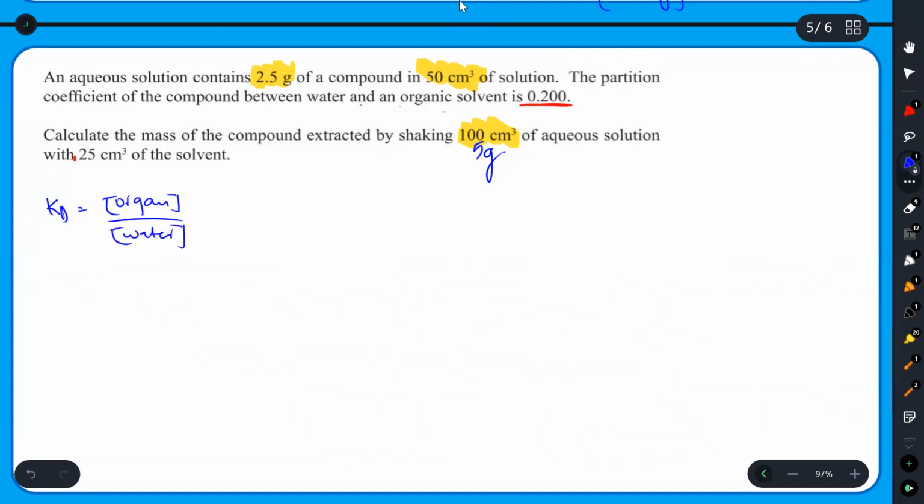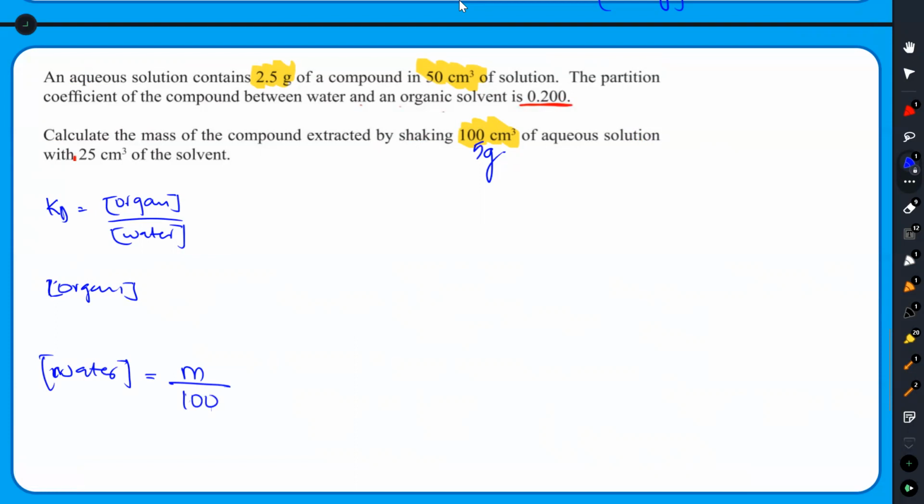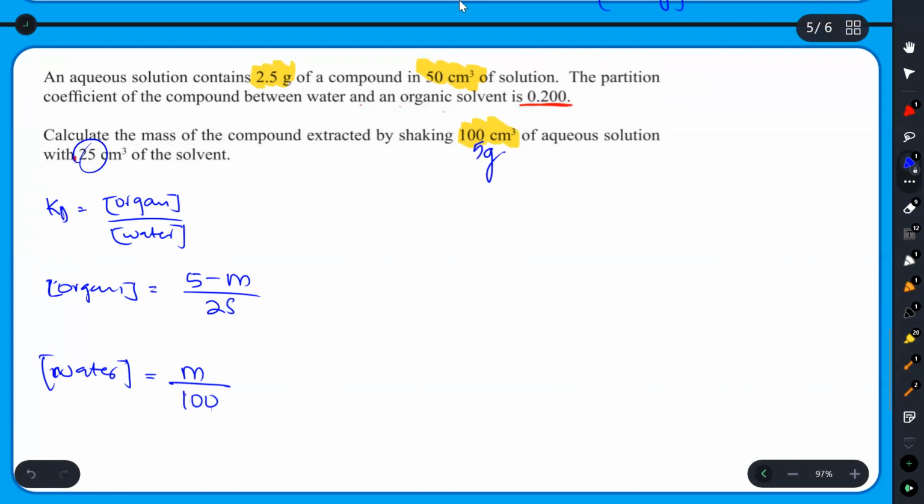So now we can write the equation. Let's do water first. The concentration of the water layer would be equal to the mass left behind divided by the volume, which is 100 centimeter cube. And the organic solvent layer would be 5 minus the mass that was left behind, so what's extracted into the solvent, divided by the 25. They said 25 of the solvent.